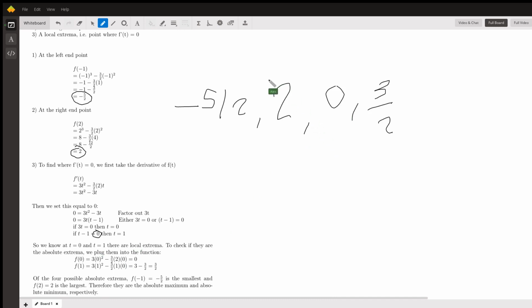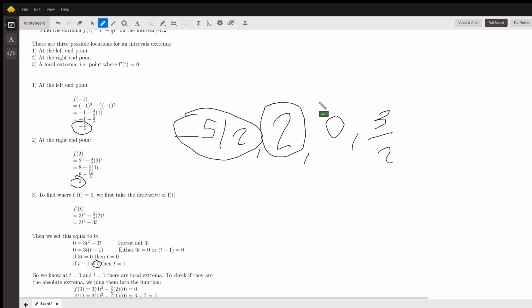Now it's clear the biggest number here is 2, so that's our absolute max, or our largest absolute extrema. And then we have -5/2 is the smallest number, so that's going to be our absolute min. And that's how you find both the local extrema and the absolute extrema for a function.